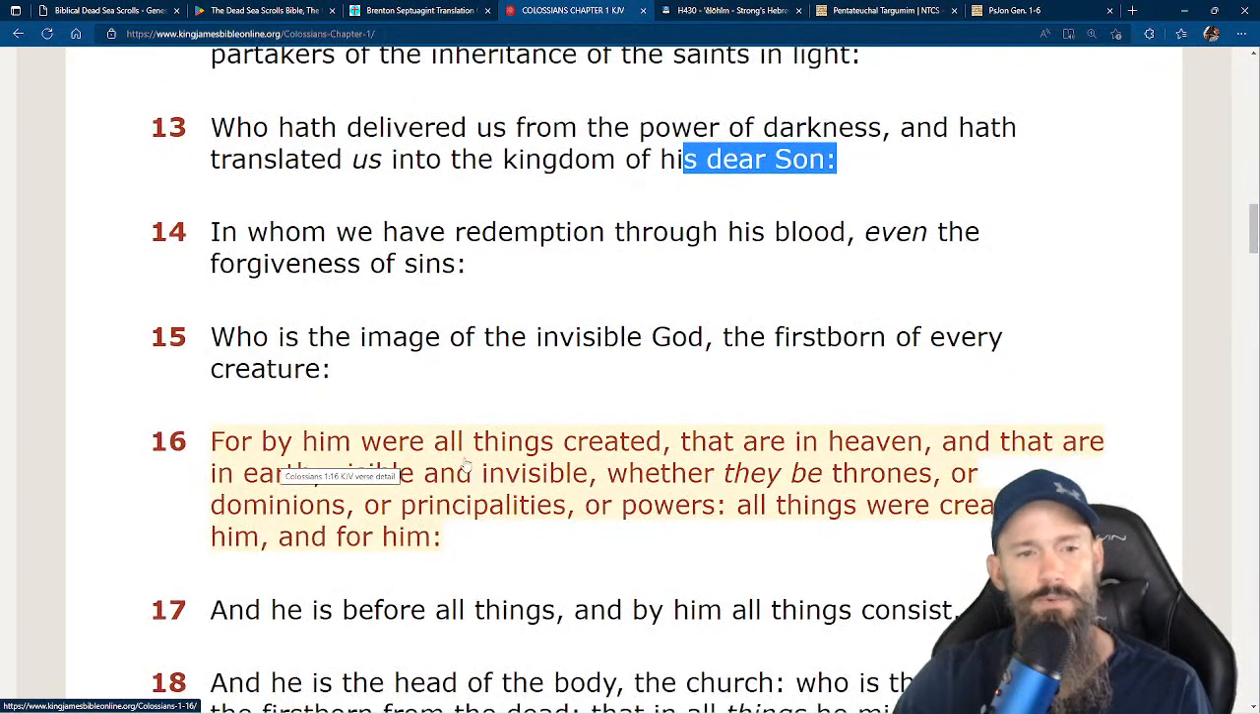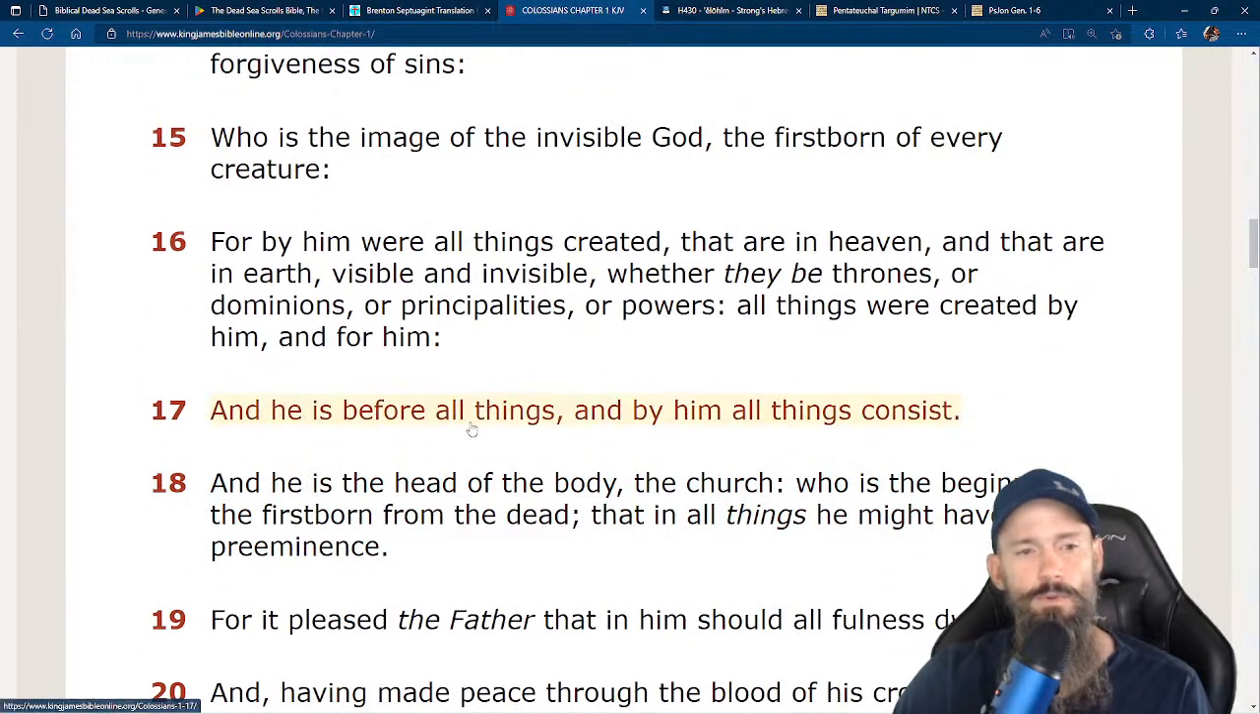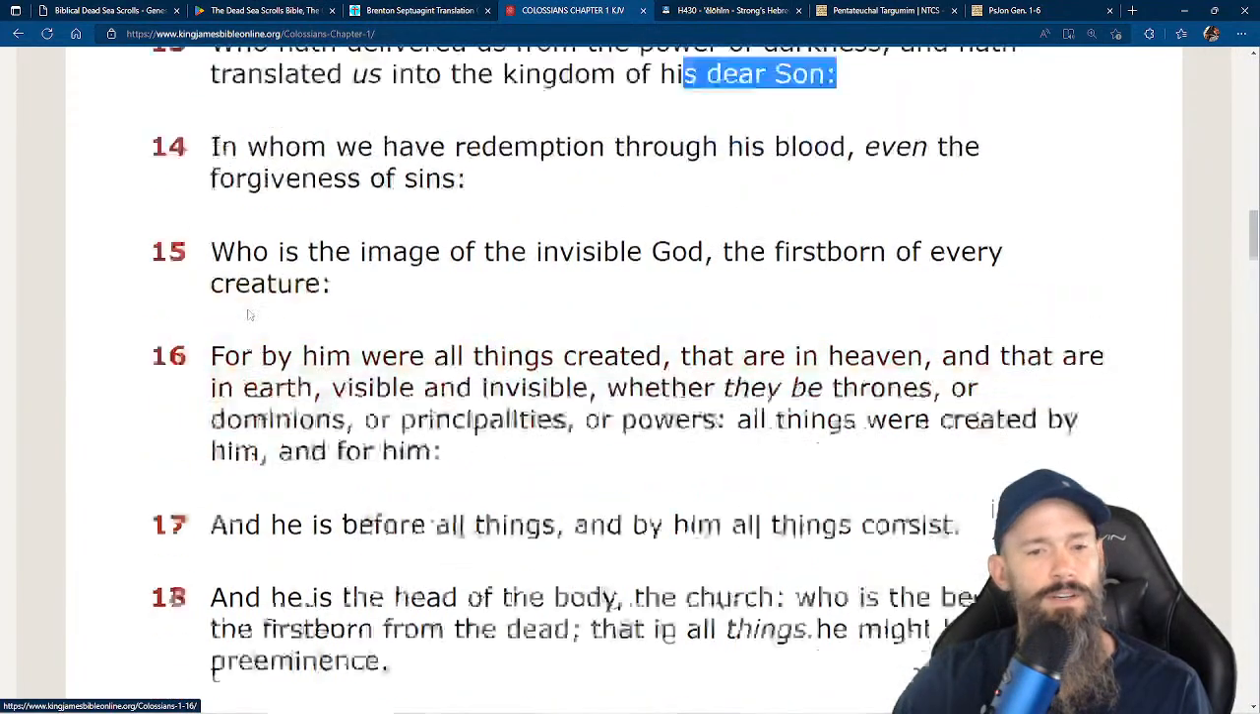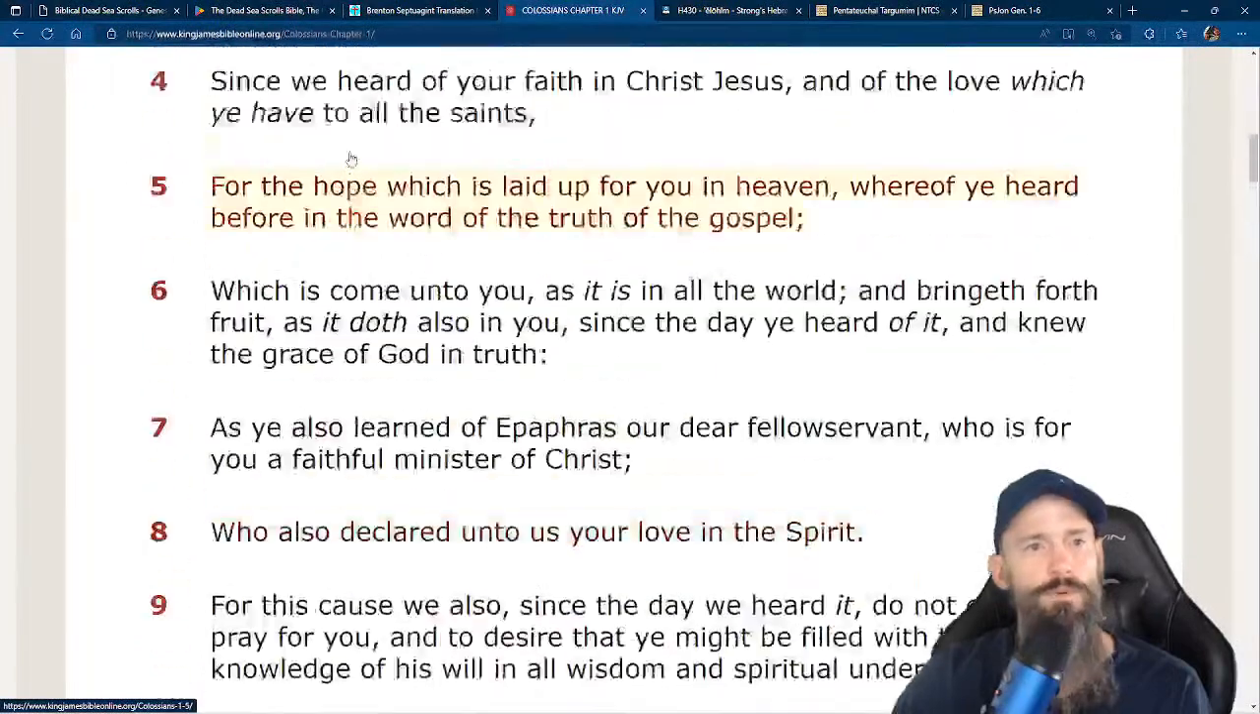For by him were all things created, that are in heaven, that are on earth, visible and invisible, whether they be thrones and dominions, or principalities, or powers. All things were created by him and for him. And he is before all things, and by him all things consist. So he's before all things.